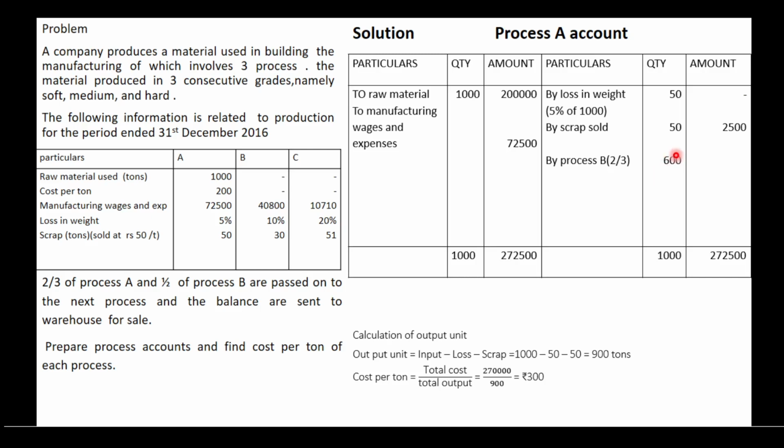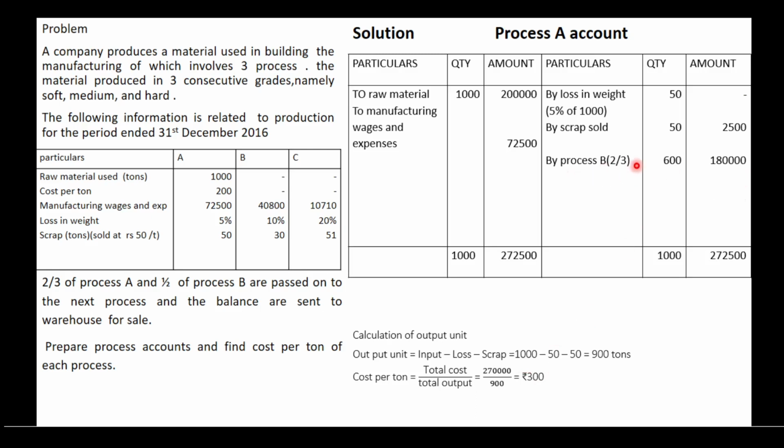So these 600 tons are multiplied with the cost per ton, that is rupees 300. So now 600 into 300, that is the amount for process B, meaning the output.